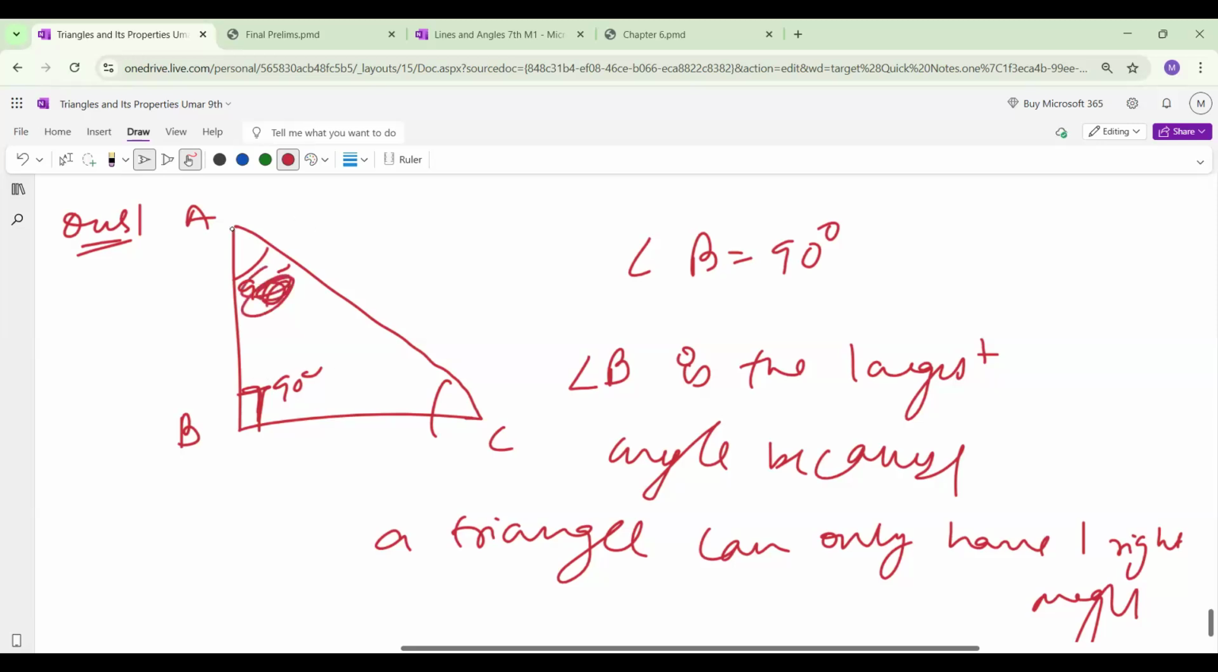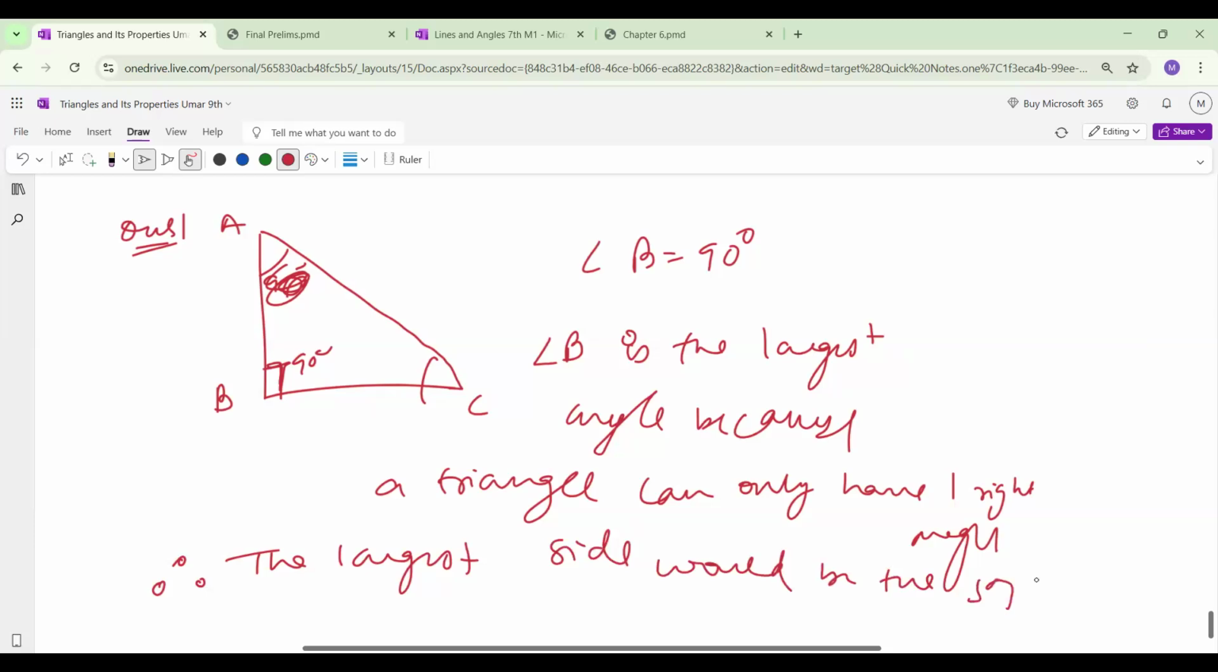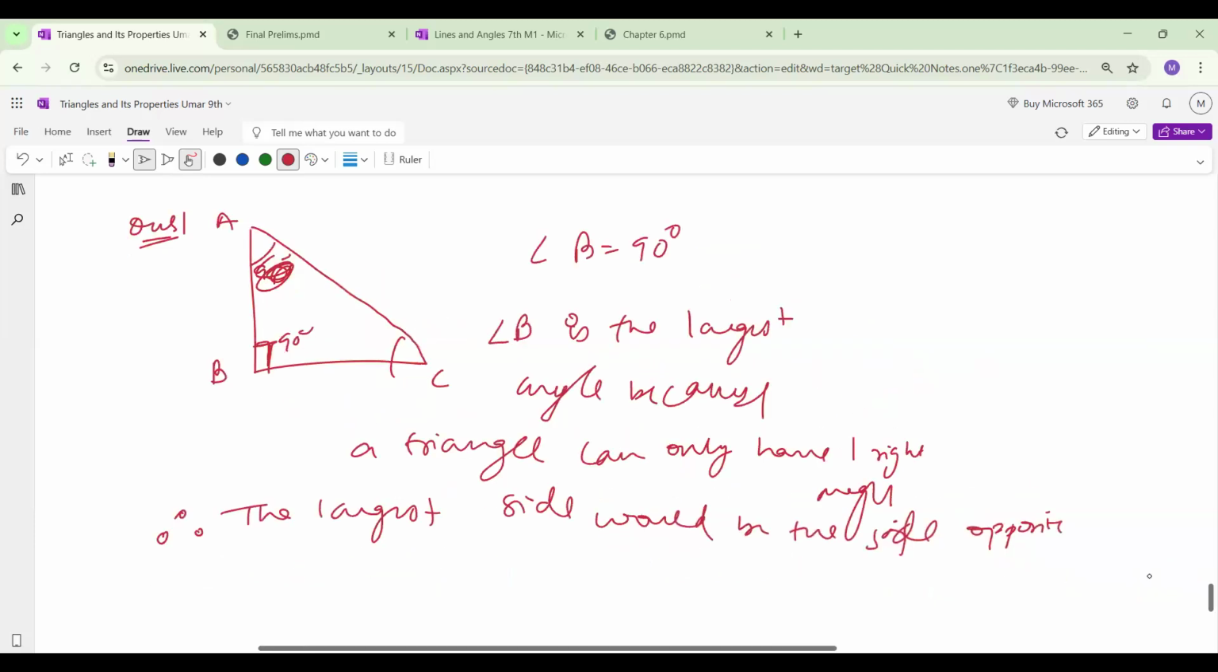Since this is the largest angle, the largest side would be the side opposite to it. So therefore, the largest side would be the side opposite to it, that is the hypotenuse.